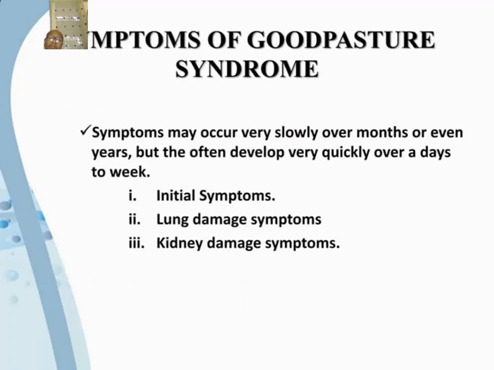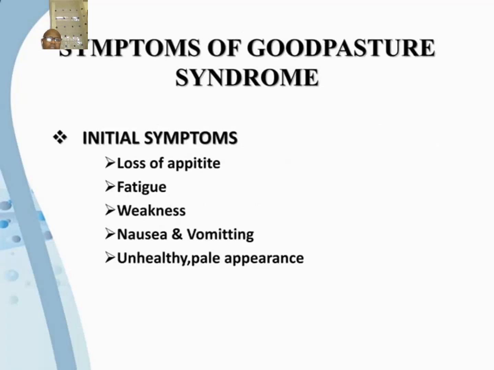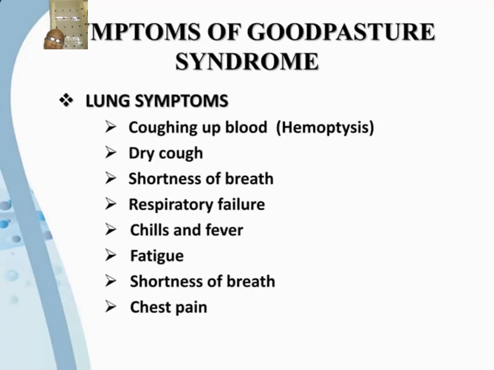So the symptoms of Goodpasture syndrome may occur very slowly over a period of many years, and can also occur quickly, in weeks or days. There are the initial symptoms, lung damage symptoms, and kidney symptoms. The initial symptoms include loss of appetite, fatigue, weakness, nausea and vomiting, feeling unwell, and the patient can also appear pale sometimes.